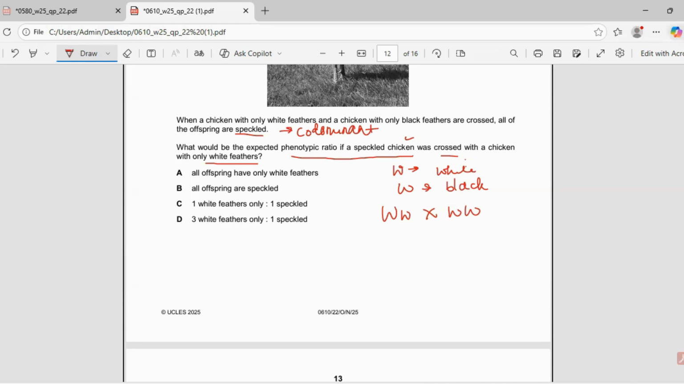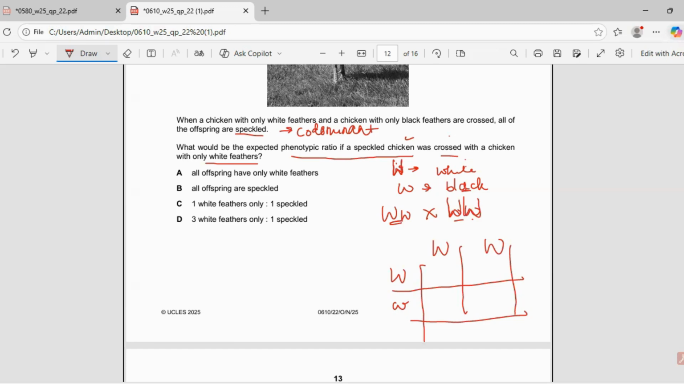So here you make the Punnett square. How have we denoted our alleles? Capital W stands for white and small w stands for black. So let's make it more visible. Here the question says that if a speckled chicken, that means it is heterozygous and codominant, was crossed with a chicken with only white feathers, and white feathers means capital W and capital W. So you can make a Punnett square like this. This is capital W and small w. I'm writing it very small so that it is visible.